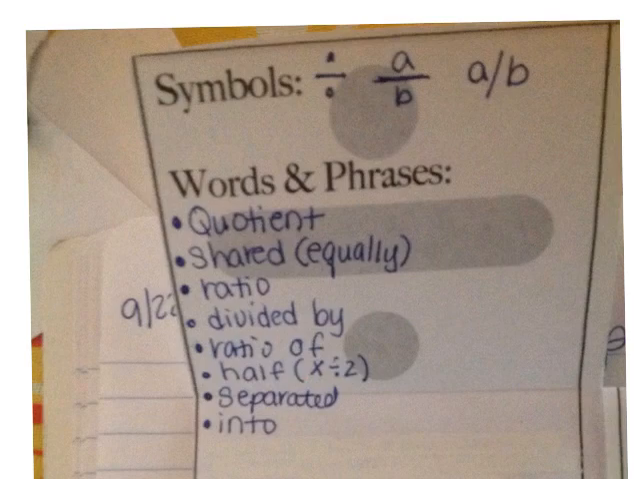half. So you could do half like x divided by 2. You can also think of half as multiplication. You can think of it as a half x that way. But this is the same thing as saying x over 2. And then we have the words separated and into. So quotient, shared equally, ratio, divided by, ratio of, half, separated, and into. All of these words and symbols mean that we need to divide.